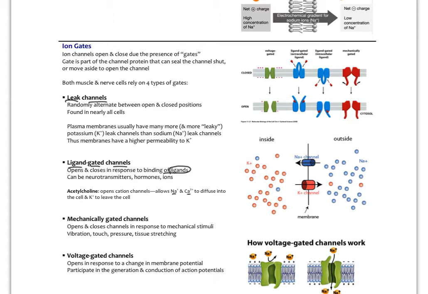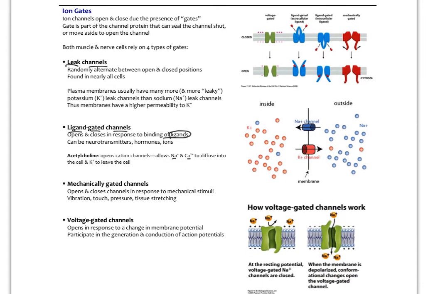A third type of ion gate is mechanically gated, and that is true, for example, of a lot of sensory channels. So for example, channels that are responsive to vibration, touch, pressure, tissue stretching. When those kinds of physical things occur, the gate opens and that allows the ions to go through. And that's usually going to cause the nerve to depolarize, and that'll trigger the nerve signal.